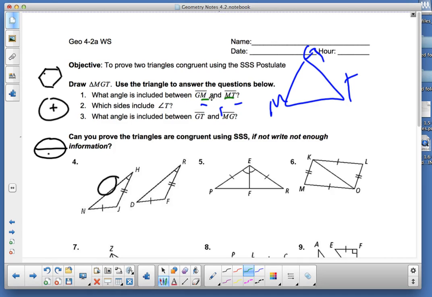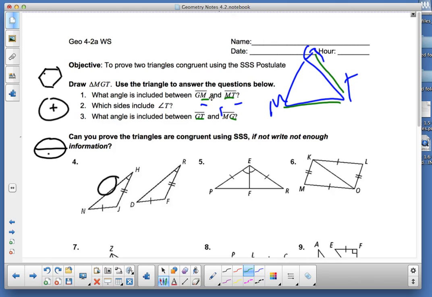Which sides include angle T? Well, if I talk about angle T, it's side TM or it's side TG. What angle is included between GT and MG? Well, angle G, because it's the repeated letter. So that's the one that's included. So that's the stuff we're working on as we go through. And now that we've got that understood, let's look at this next one.